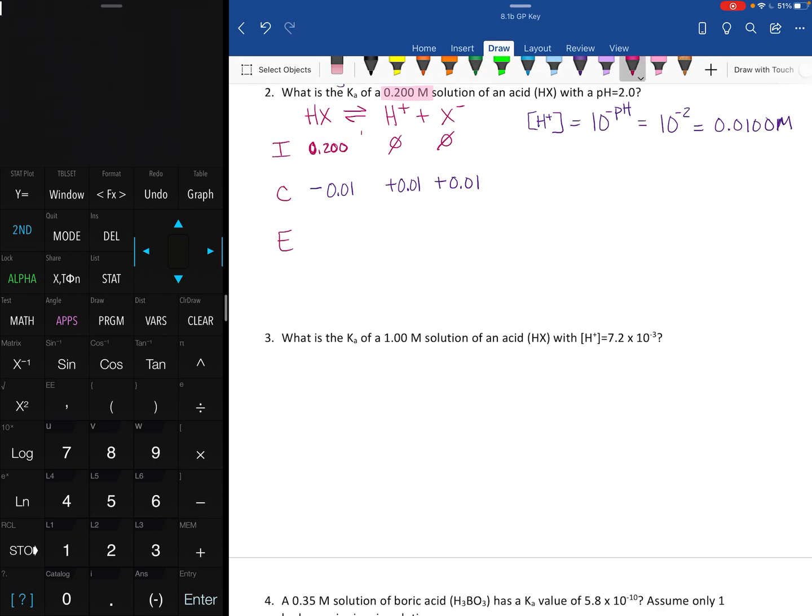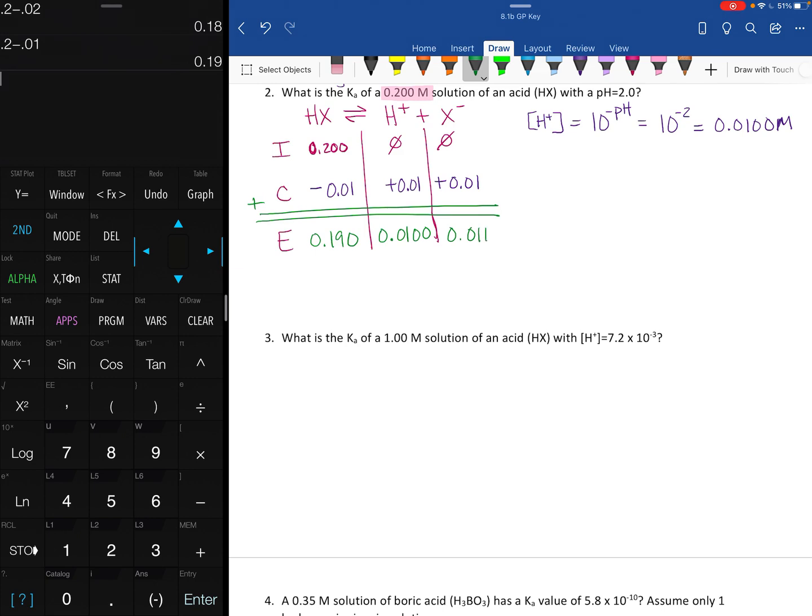Okay, so if you like, draw the lines down here, and let's go ahead and add these all up to find out what is going to be at equilibrium. So 0.2 minus 0.01, there we go, gives us 0.19, so 0.190. Okay, and then this is going to be 0.01, we can add the extra zeros on there if you want to.